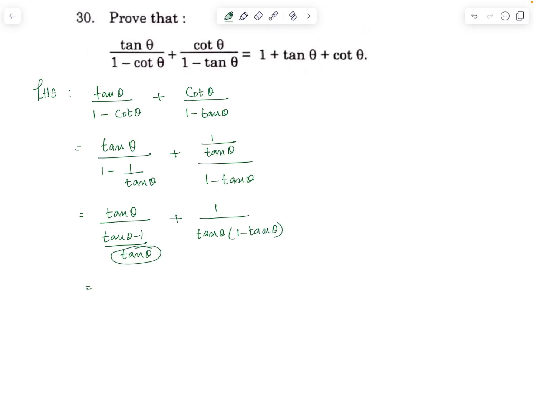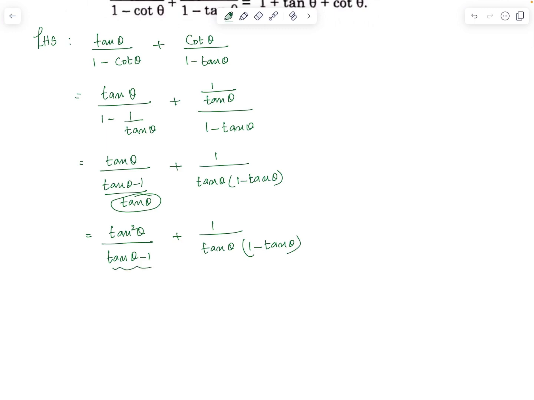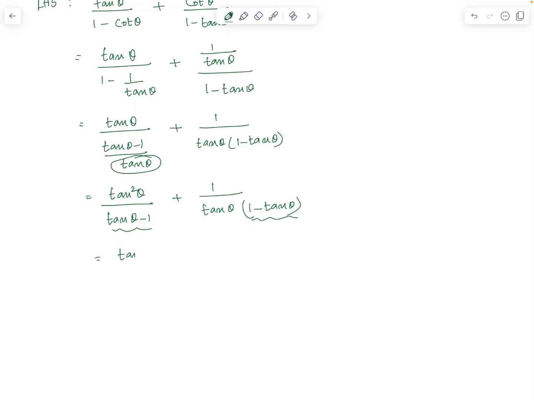This tan theta can be taken to the numerator. So tan square theta upon tan theta minus 1 plus 1 upon tan theta into 1 minus tan theta. In the denominator, tan theta minus 1 and 1 minus tan theta are almost same with a small sign difference. Let's retain the first term as it is. And in the second term, instead of 1 minus tan theta, let us rewrite that as minus of tan theta minus 1 times tan theta.